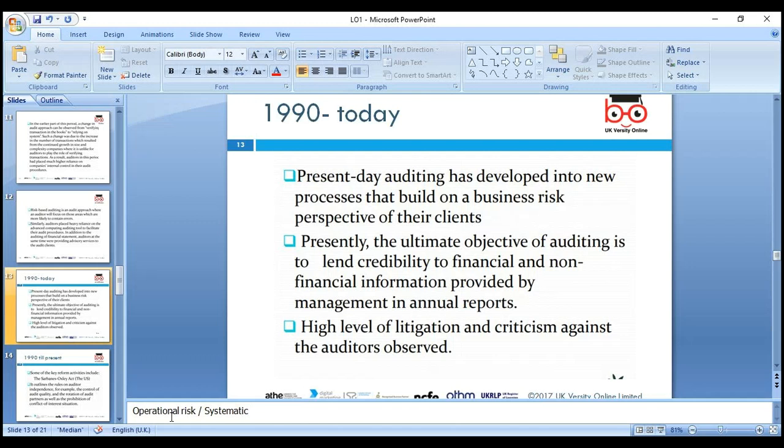The people doing systematically stealing money. Yes, somebody, in various countries it is happening, fake accounts and things, so we need to look around how we'll make sure this won't happen in our institution. So the present and ultimate objective of auditing is to lend credibility to the financial and non-financial information provided by management in annual reports.